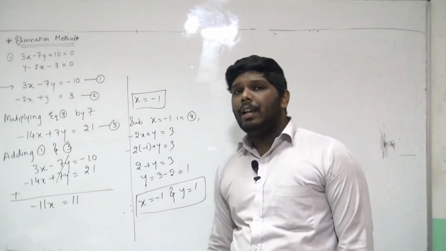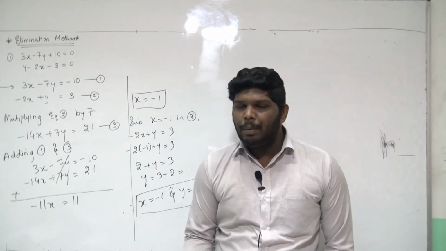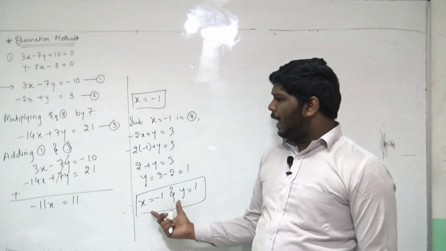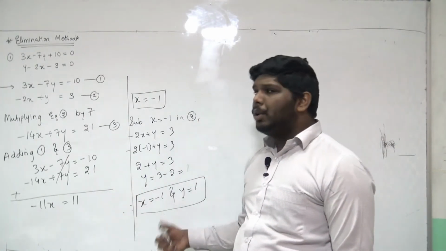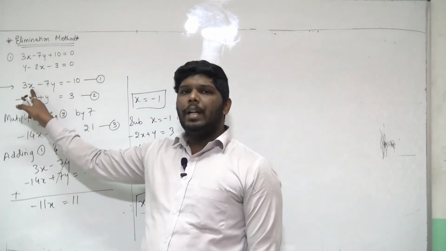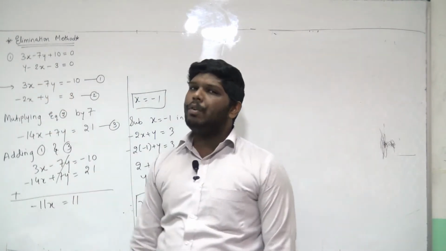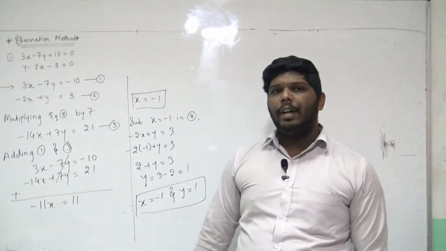Once again, like we did in the graphical method and substitution method, confirming your answer is very important. So we can take any one equation and put in the values of x and y. If x is minus 1 and y is 1, then 3 into minus 1 is minus 3, 7 into 1 is 7, so minus 3 minus 7 will give you minus 10, therefore this is your correct answer.